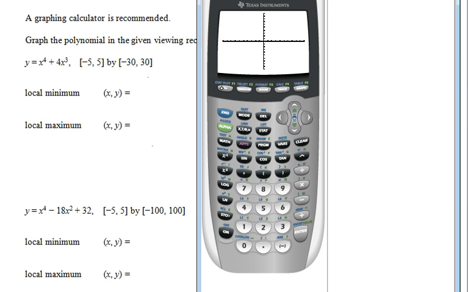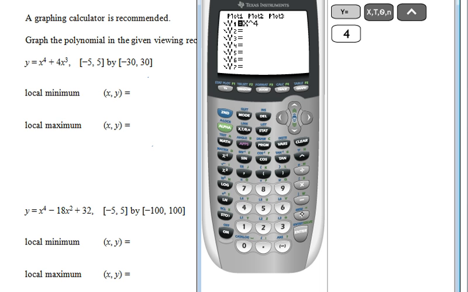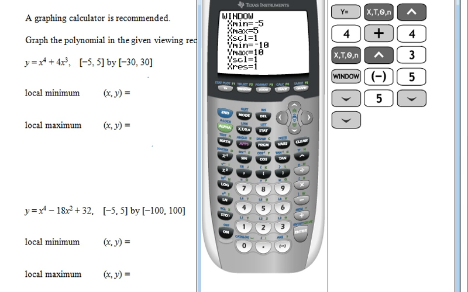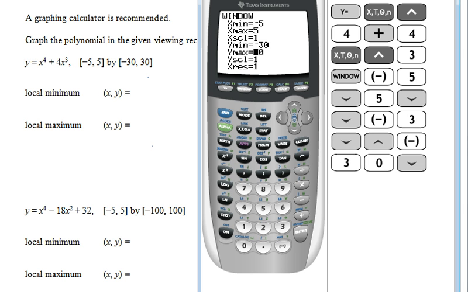So we'll go to the y equals screen, enter x to the fourth plus 4x cubed. Go to the window, enter -5 and 5 for x min and x max. Use the down arrow, enter -30 and 30. Sorry, I missed my -30 there. And 30 for y min and y max. Now we can press graph.